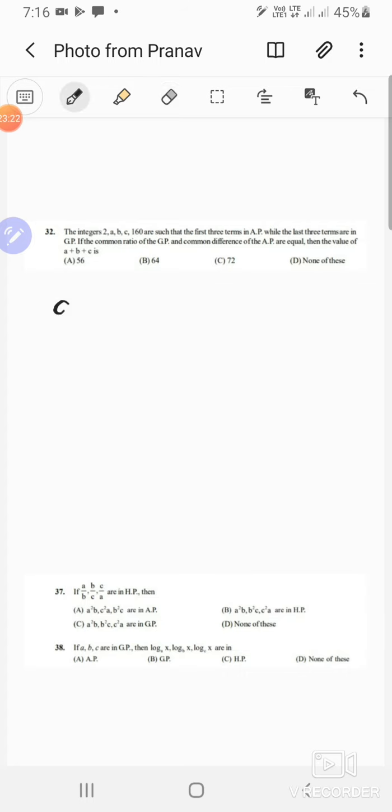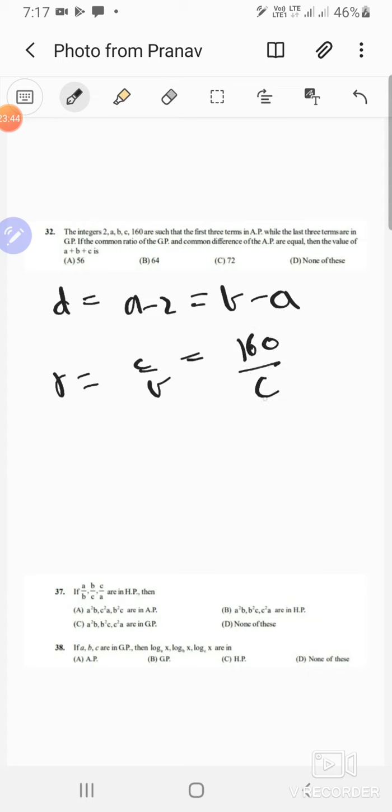Okay, so the common difference is going to be A minus 2, which is also B minus A. And the common ratio is going to be C upon B, which is also 160 upon C. So this ratio is equal to this difference. What can we say from that? Okay, so you got something in A and B, and this involves C, which is not good.